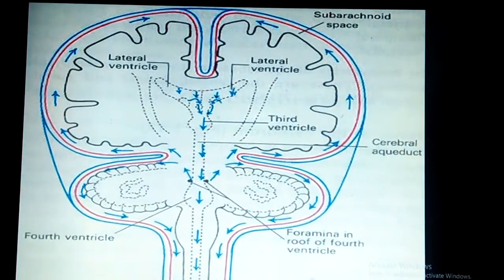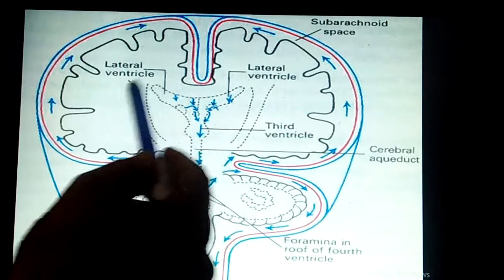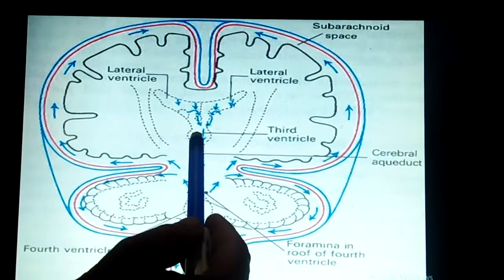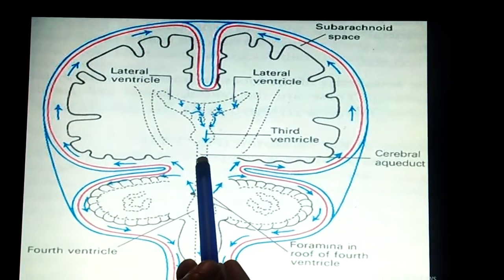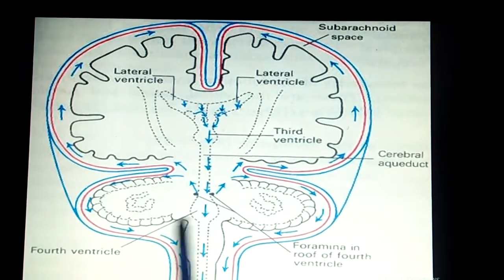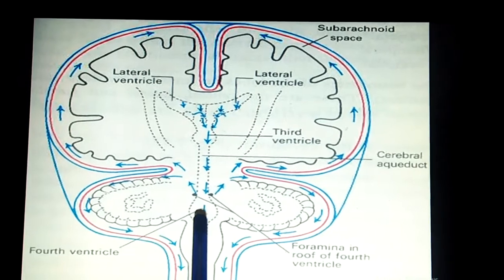See, this is the lateral ventricle. This one is the third ventricle. Here is the cerebral aqueduct or aqueduct of Sylvius, and this is the fourth ventricle.